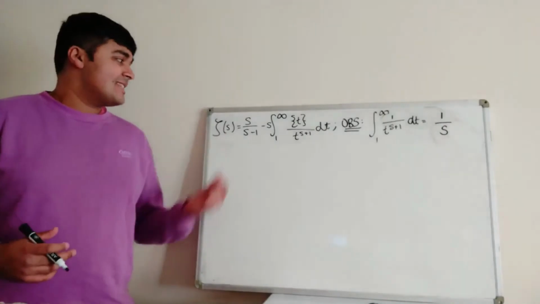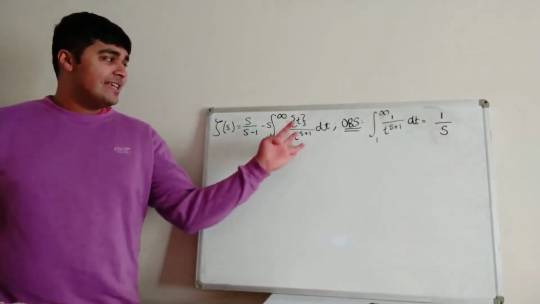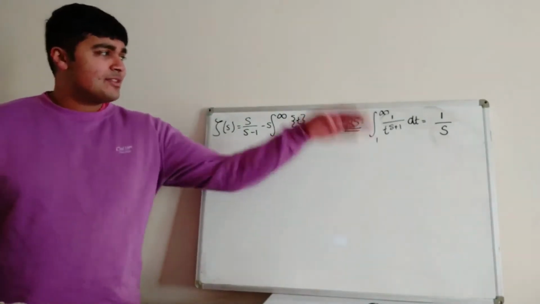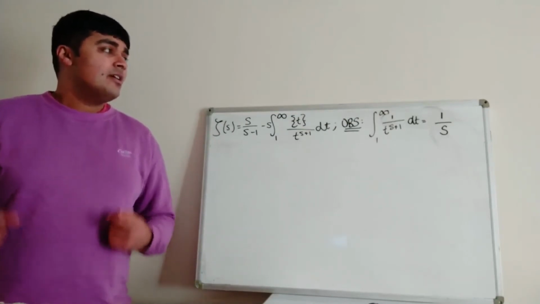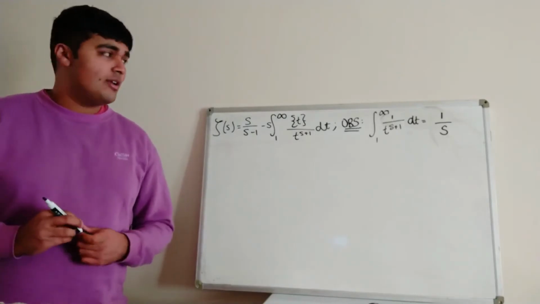Okay, so we've just shown that zeta of s is s over s minus 1 minus s times the integral from 1 to infinity of the fractional part of t over t to the s plus 1 dt. And I've written down a simple observation here, and that is that the integral from 1 to infinity of 1 over t to the s plus 1 dt is just equal to 1 over s.